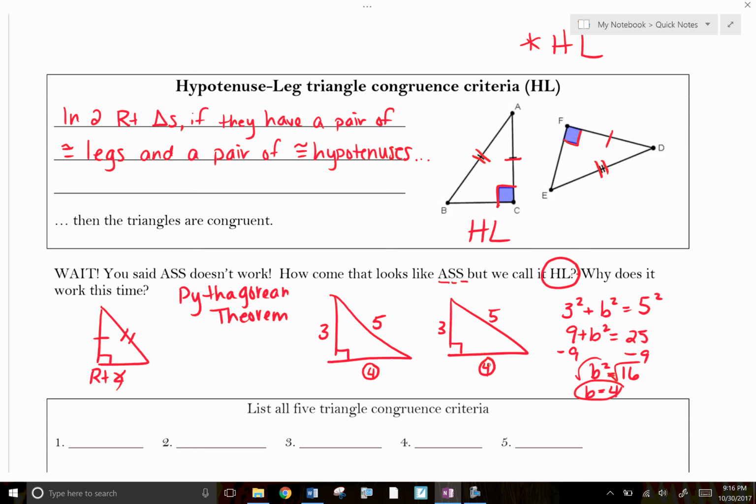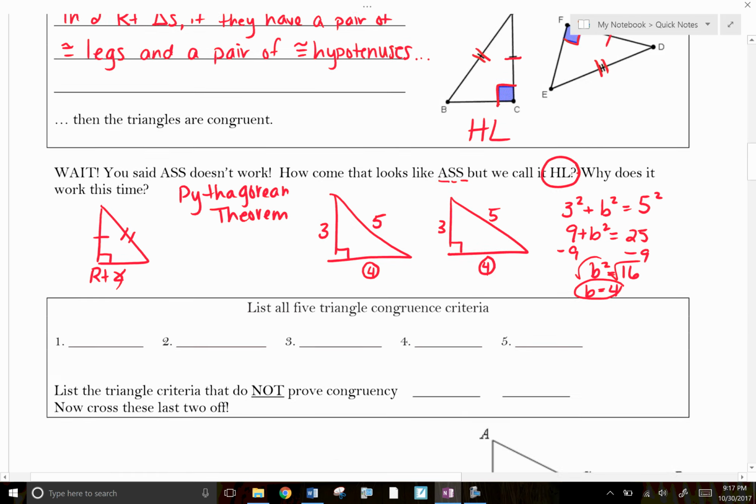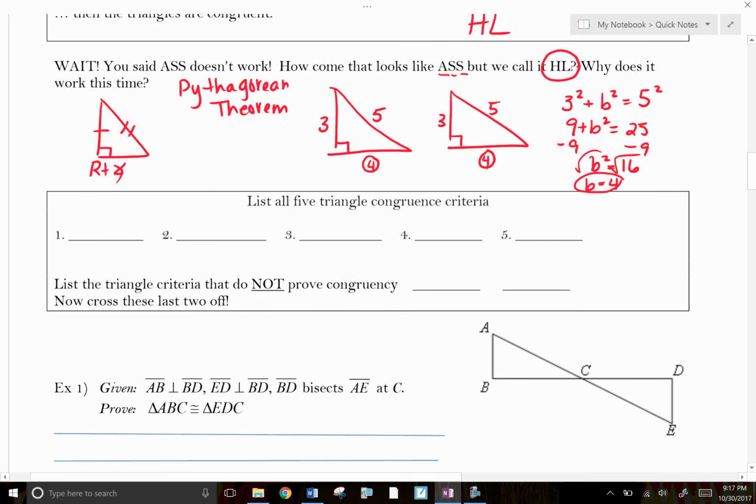Okay, so HL is the one time ASS works. So often what I tell my students is if you find yourself in a situation where you have ASS, but it's a right angle, then you're allowed to use it as long as you call it HL. If you have ASS and it's not a right angle, you can't use it. All right, so let's pull all of this information together and actually make it a decent whole.